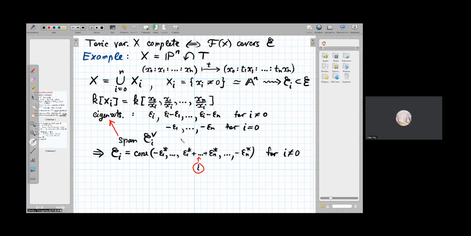And for I equal to 0, we have to take these vectors and take the cone spanned by the dual basis of these vectors. So we have C naught be the cone spanned by minus epsilon 1 star, etc., minus epsilon n star.